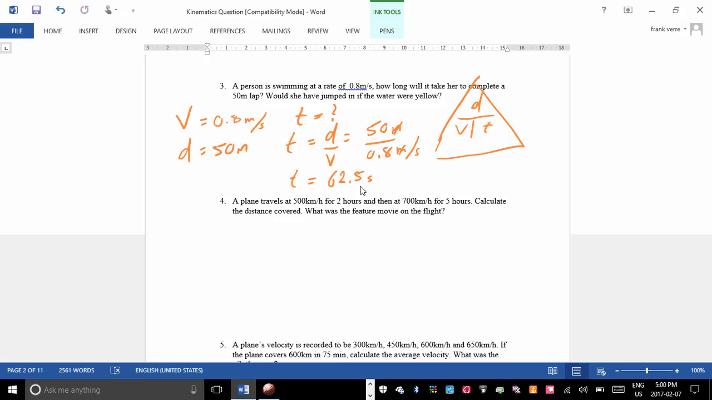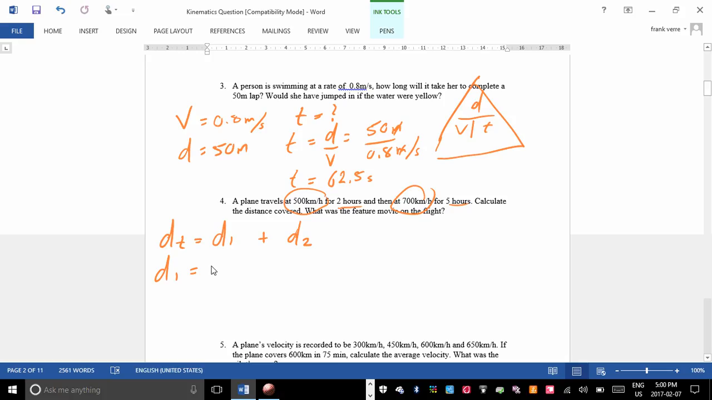Third question, we have a plane. Okay, you see a plane is traveling at one speed for 2 hours and then at a different speed for 5 hours. We're going to figure out the distance. So the total distance is going to be the sum of the distance for one interval of time plus the second interval of time.